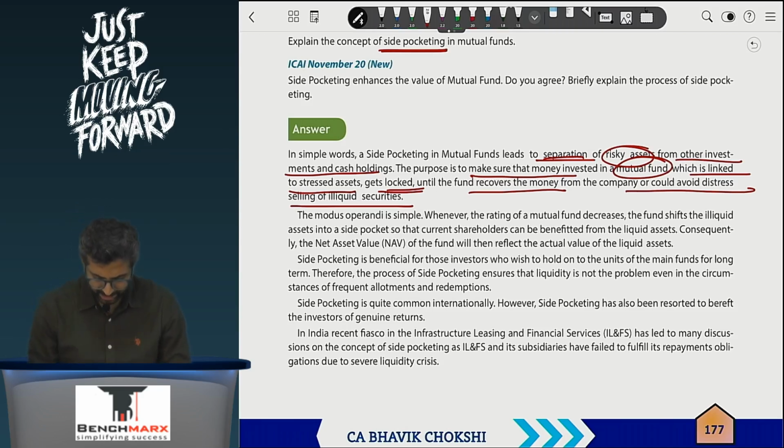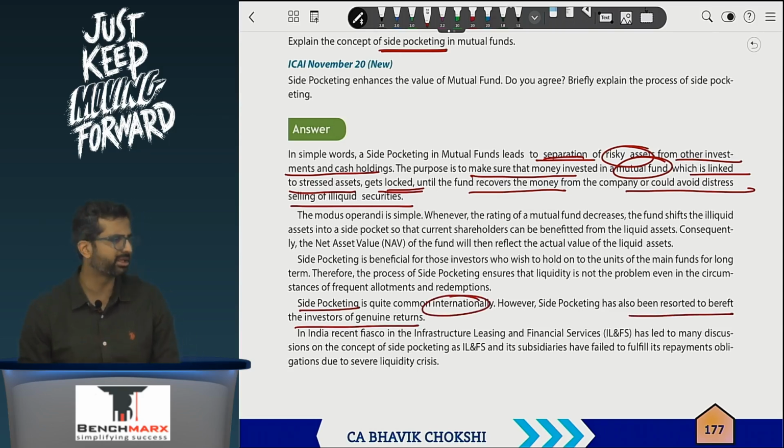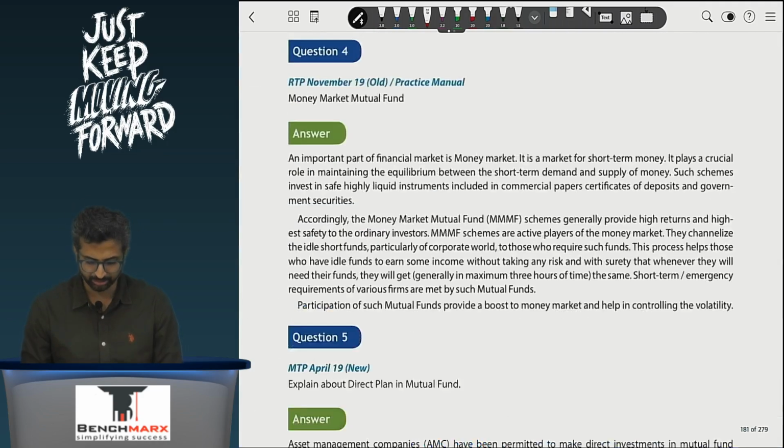Okay. Side pocketing is quite common internationally. However, side pocketing has been resorted to kind of manipulate the investors as well. So India में इतना popular नहीं है because SEBI is not very much in favor, but nevertheless there are a lot of regulations which are governing this.